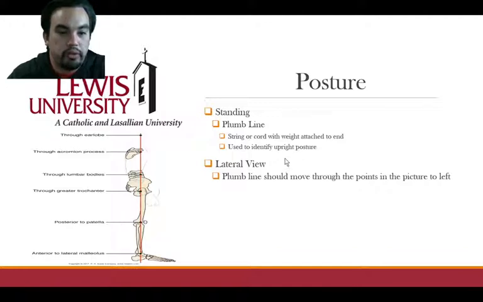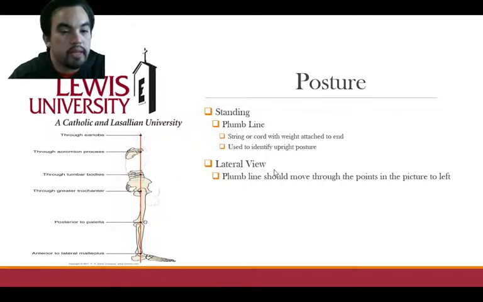So how do we evaluate posture? We do that typically through standing, and we use a plumb line. We do it standing because when we're standing, we're able to see the body and the center of gravity as it moves straight through the body. So we evaluate it using what they call a plumb line, which is a string or cord with a weight attached to the end, and it's used to identify upright posture.